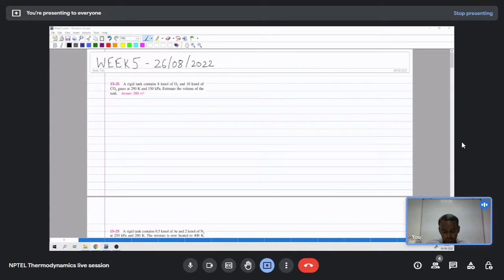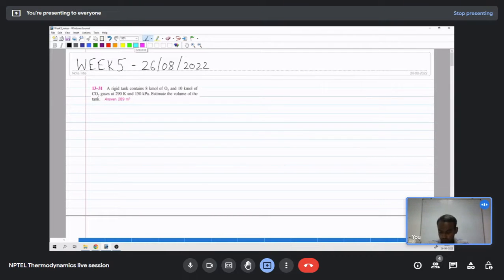Today we will solve some problems on the week 5 portions, which is mainly on gas mixtures. The first problem we will solve is given here. The rigid tank contains 8 kilomole of oxygen and 10 kilomole of carbon dioxide gases at 290 Kelvin and 150 kilopascal. Estimate the volume of the tank. So this can be solved directly using the ideal gas equation.